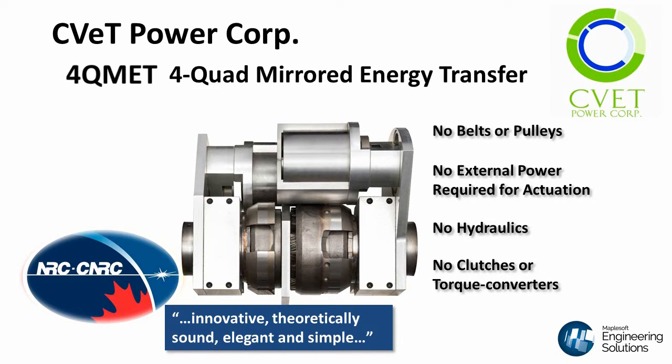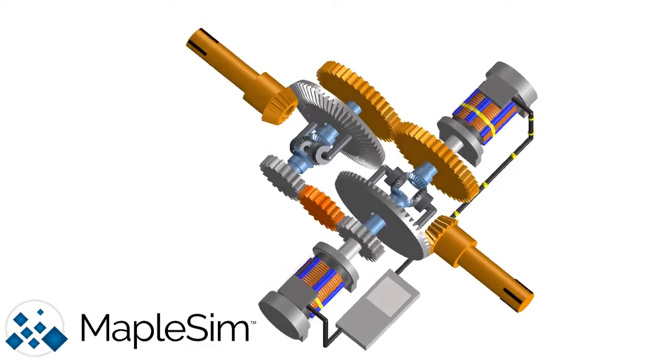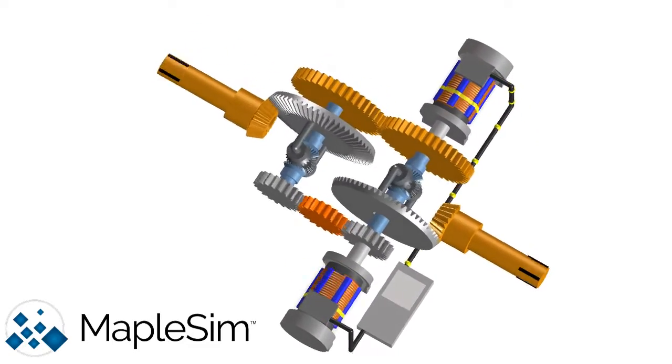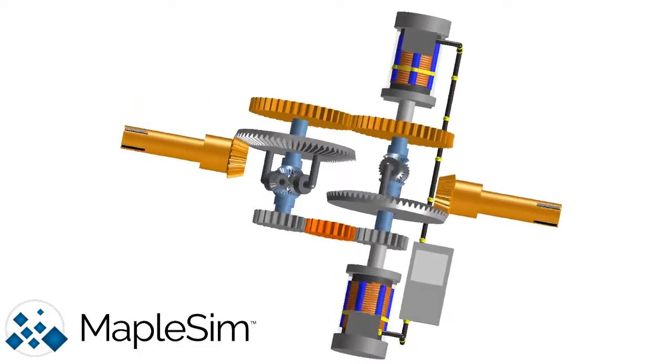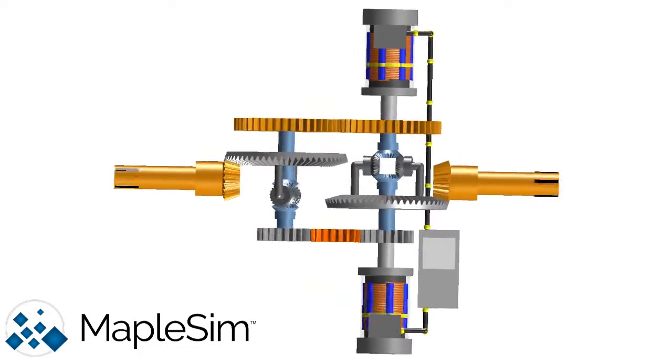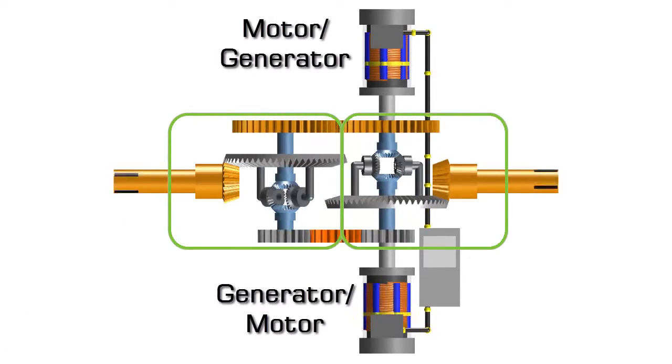4QMET stands for 4-Quad Mirrored Energy Transfer Transmission, which reflects a key aspect of its operation. For the purpose of presenting this concept, the engineering simulation tool MapleSim has been used to illustrate the physical relationships that are employed in the 4QMET design. At its core, the 4QMET makes use of two differential gear sets and two motor generators.